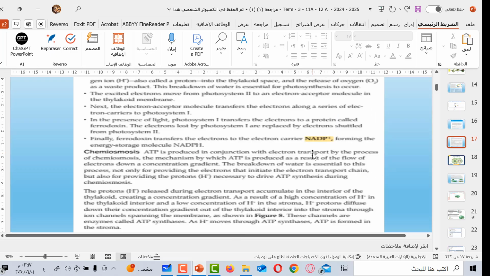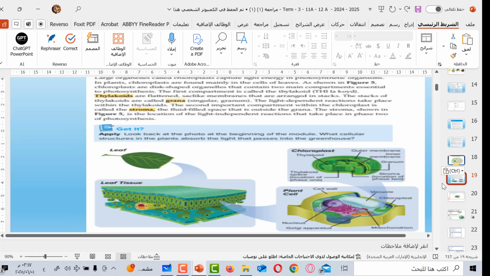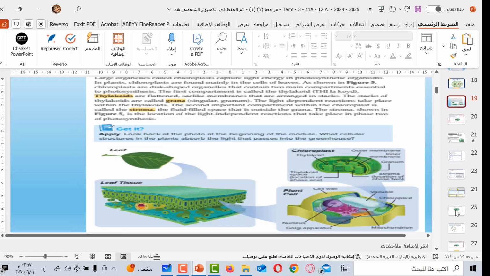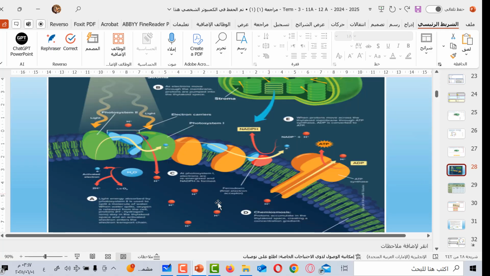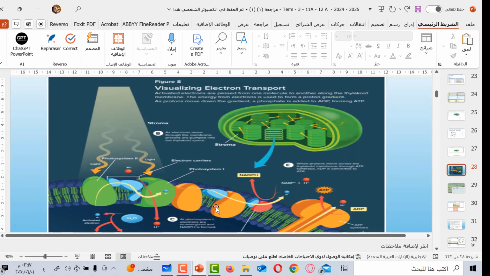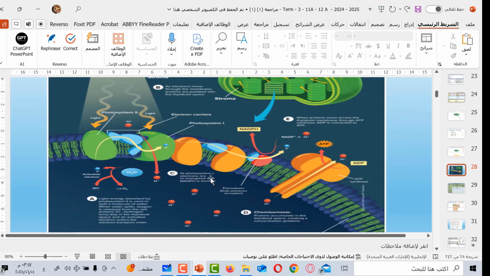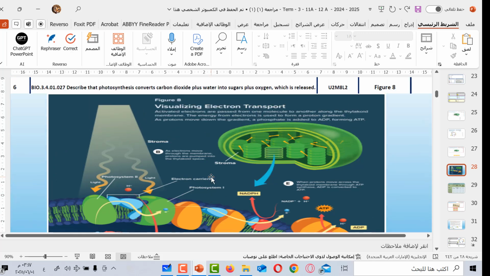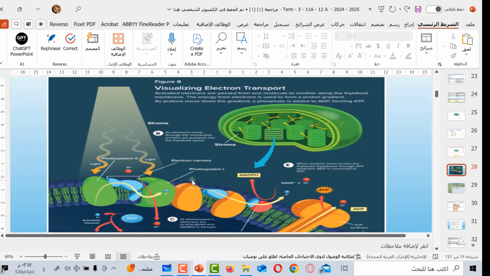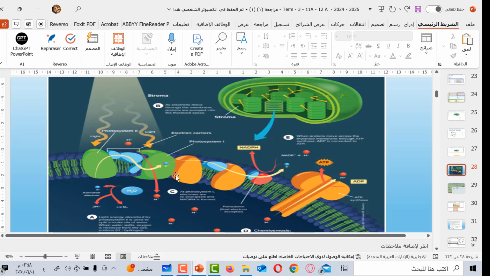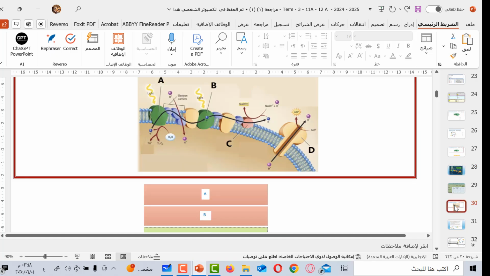Our file again. We will go through the next one. This is, as we say, electron transport. You must study this picture well, because it will have a question. Okay, let us see one question of this place.